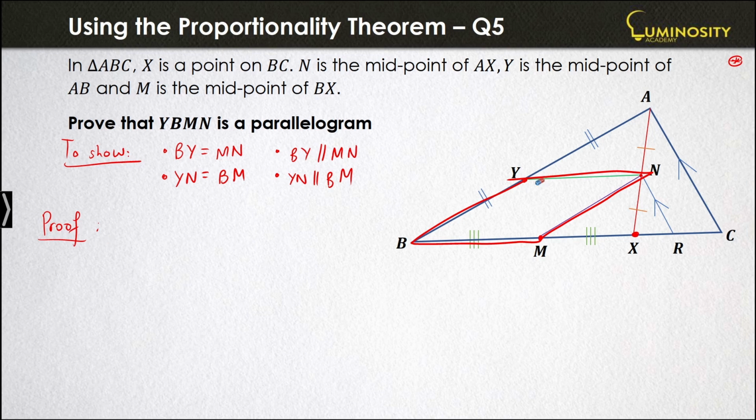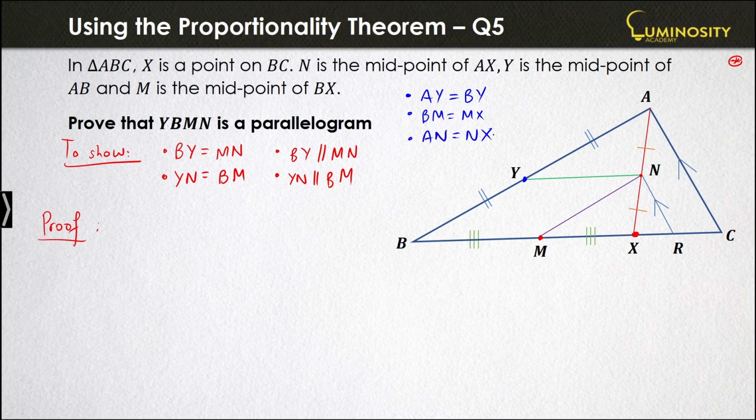Okay, so first of all, I can see that because Y is the midpoint of this line AB, therefore AY equals BY. Okay, because Y is the midpoint. So that's useful information, so I'm going to write that up there. We're also told that M is the midpoint of BX, so that means that BM equals MX. And then lastly, we're told that N is the midpoint of AX, so that means AN equals NX. So that's useful information to know because we might need to use it.